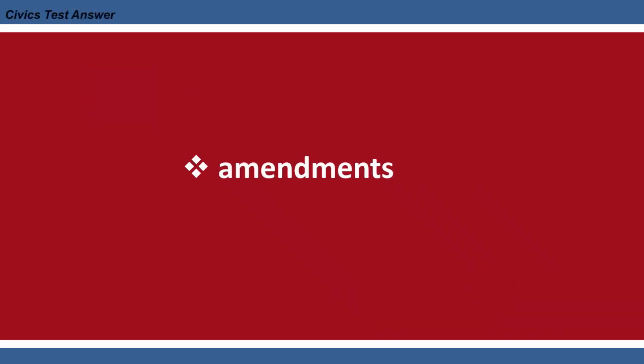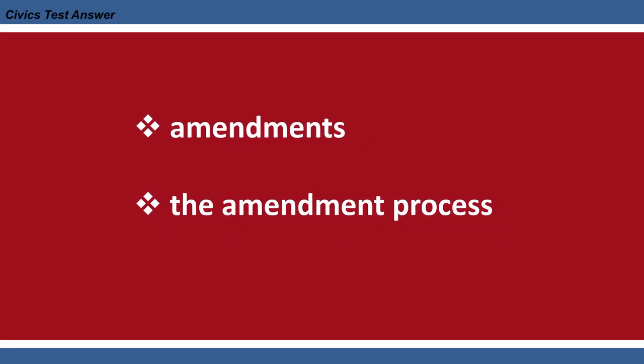Amendments. The word amendment means change. Changes or additions to the U.S. Constitution are made through the amendment process. Following this process, someone in Congress proposes an amendment, all of Congress votes on the amendment, and then state legislatures vote on the amendment. If enough members of the legislative branch of the federal government and the legislative branches of state governments approve the amendment, the change is made to the Constitution.